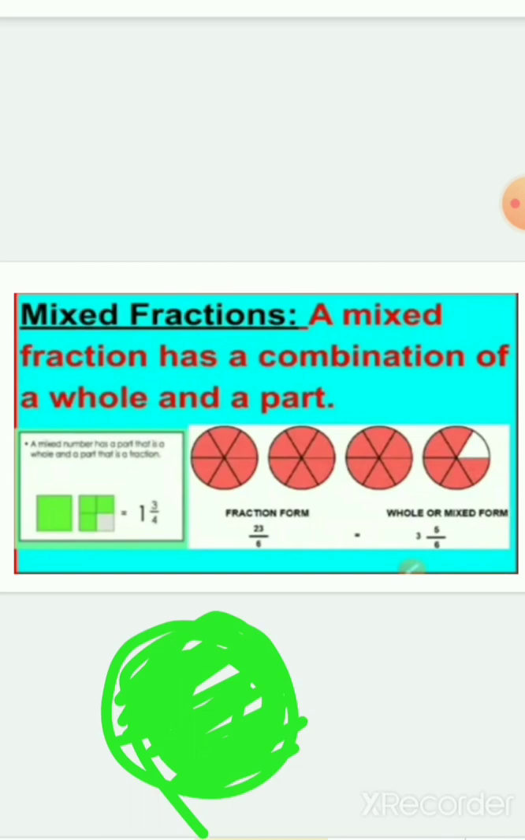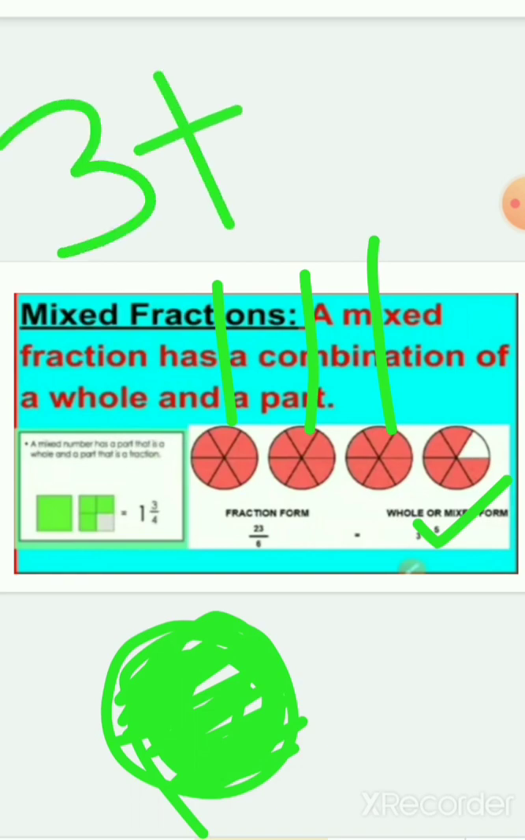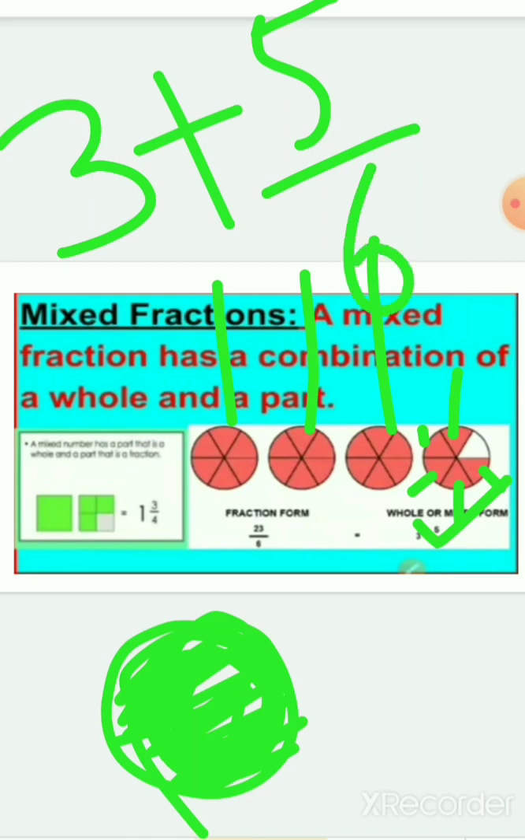A mixed fraction has a combination of a whole and a part. You can see here a complete 1, complete 2, complete 3. It means 3 plus, and how many parts are filled in the last one? 1, 2, 3, 4, 5. So 5 are filled out of 6. Now when we do the LCM, 6 times 3 is 18, 18 plus 5 is 23. So 23 upon 6 is the fraction form of this figure.